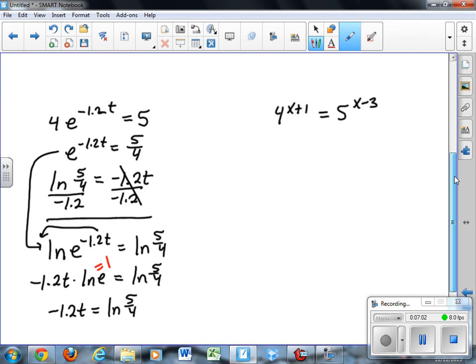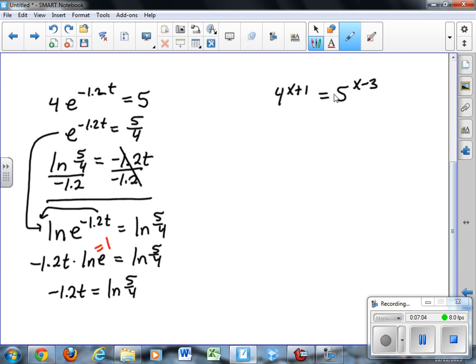When I get to this problem right here, 4 to the x plus 1 is equal to 5 to the x minus 3, this one gets a little more complicated, so I have made a separate video. So we're going to call this example 4, and there's going to be an example 4 video posted. So you'll look for the example 4 video for solving exponential equations, and I will do that one separately.